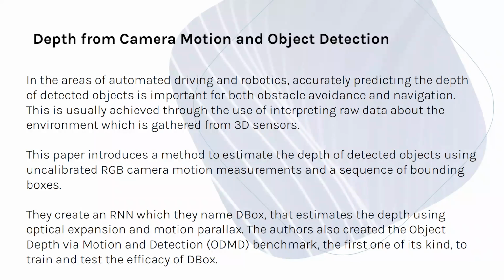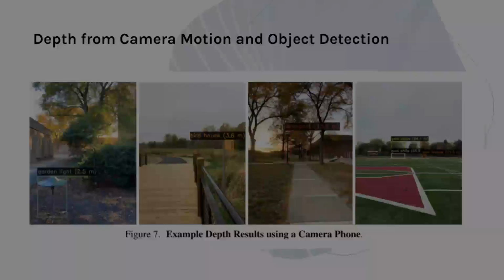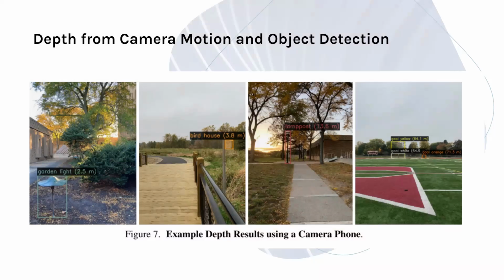They create an RNN, which they name DBox, that estimates the depth using optical expansion and motion parallax. The authors also created the Object Depth via Motion in Detection, or ODMD benchmark, the first one of its kind, to train and test the efficacy of DBox. Here are some example depth results using a camera phone from the ODMD dataset.